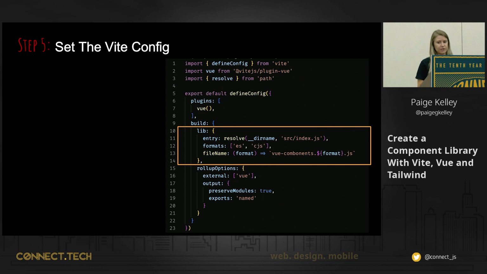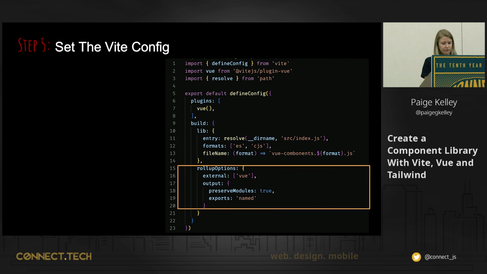This ES format is really important if you want to support tree shaking. If you do not have it, you cannot support tree shaking. Next, our file name. So we're just telling it what we want to build out that entry file as. So I'm telling it vue-components.es.js and .cjs.js. So pay attention to those files because they're going to be really important in our next slide. The last thing we need to do to our Vite config before we move on is set some rollup options.